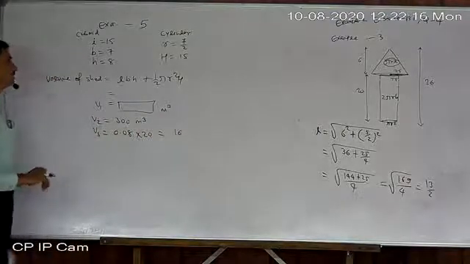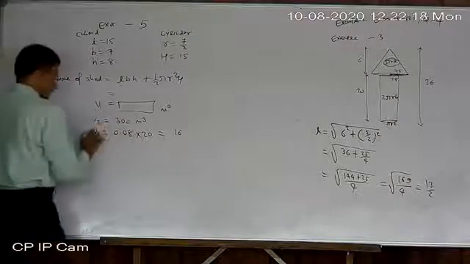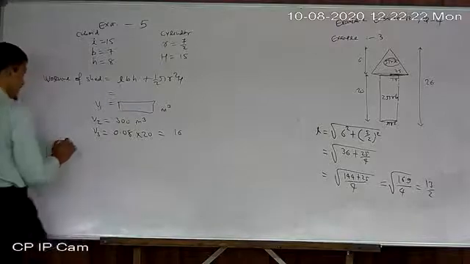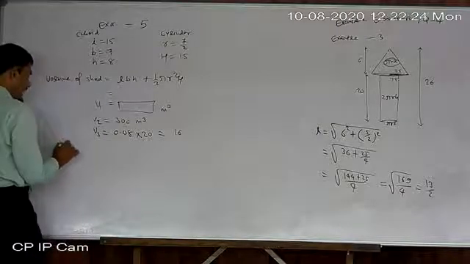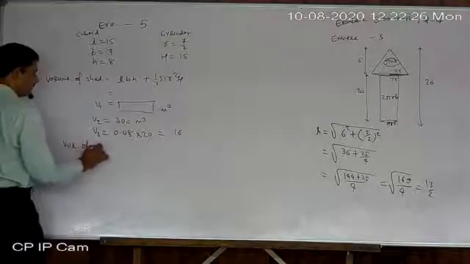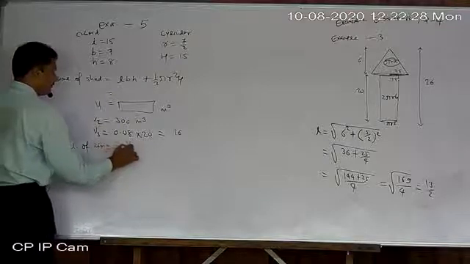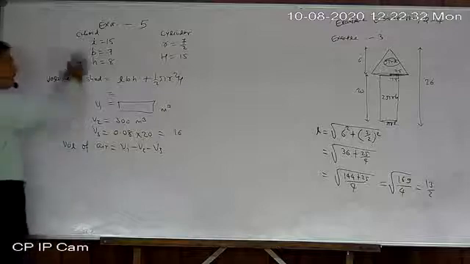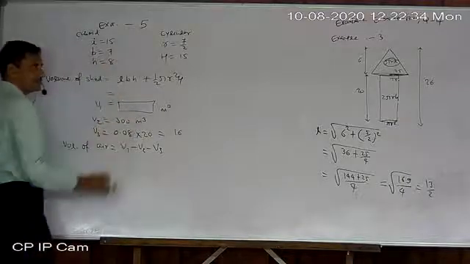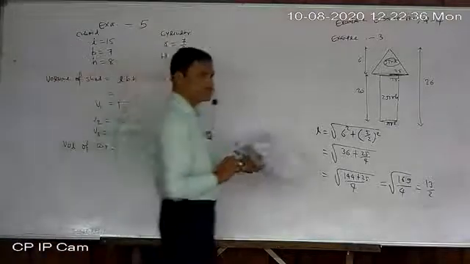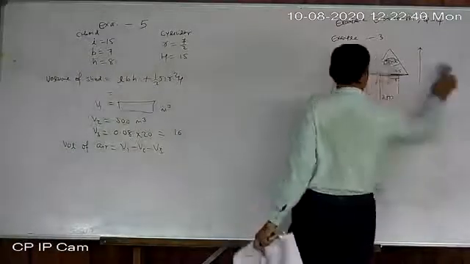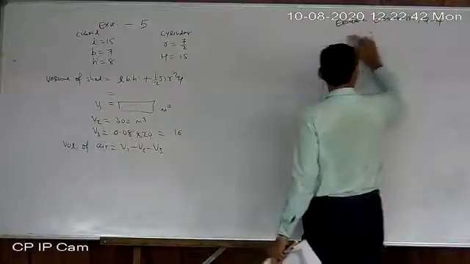After all, what is asked? How much air is there? So the quantity of air, or volume of air, will be V1 minus V2 minus V3. Why? From the whole volume of the shed, something is subtracted. What is being subtracted?